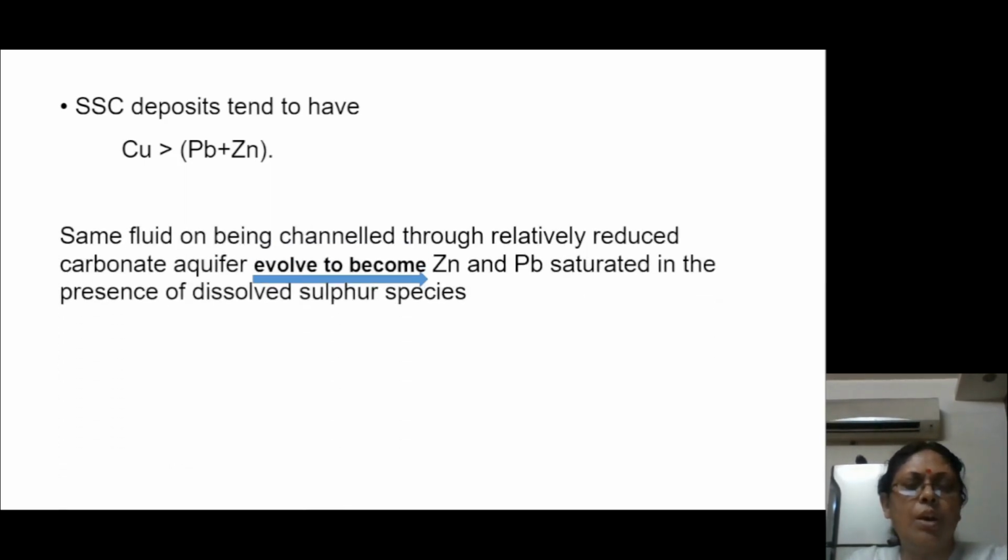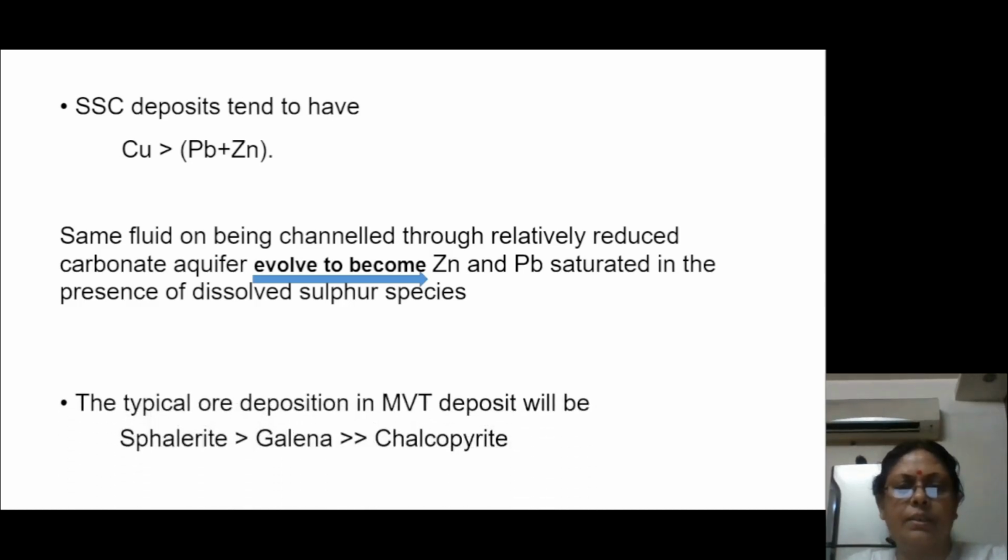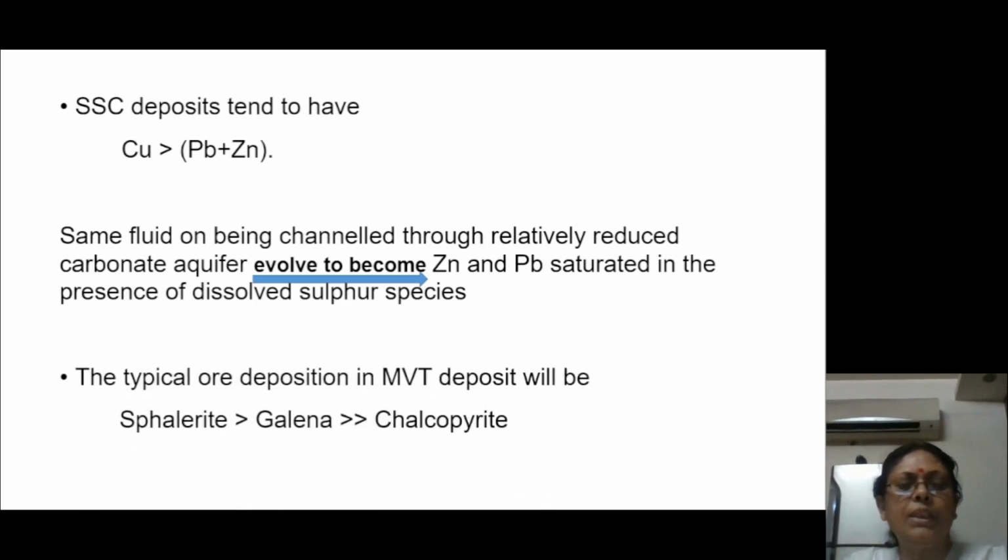Some fluid, on being channeled through a relatively reduced carbonate aquifer, evolves to become zinc and lead saturated in the presence of dissolved sulfur species. The typical ore deposition in an MVT deposit will be more of sphalerite, less of galena, and much less of chalcopyrite.